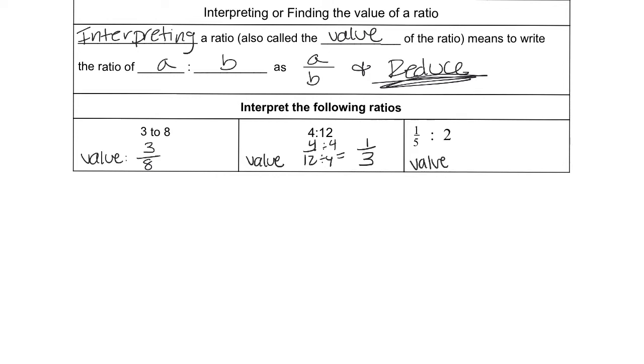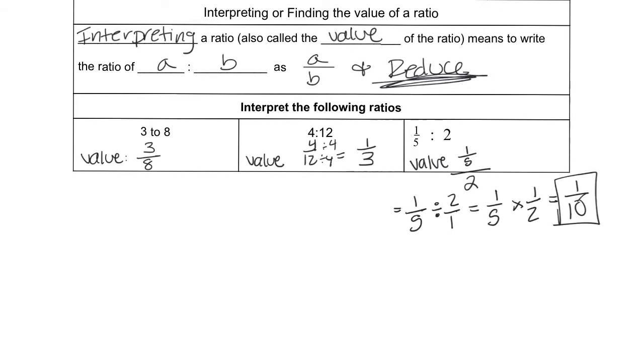Here I'm going to have a fun thing called a compound fraction. So 1/5 divided by 2. We're going to rewrite that side to side, 1/5 divided by 2. Put the 2 as a fraction over 1. Then I'm going to keep the first fraction, switch to multiplication, flip the second fraction. It's just 1/10 now. Okay, so the value of the ratio is just the reduced fraction of the ratio.